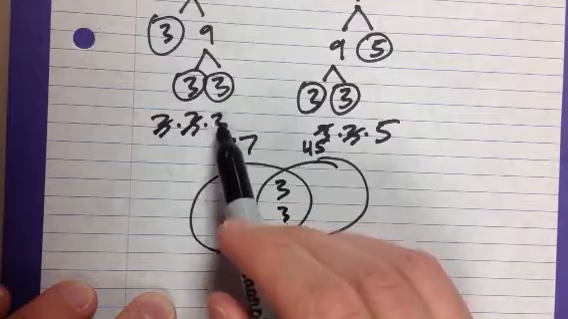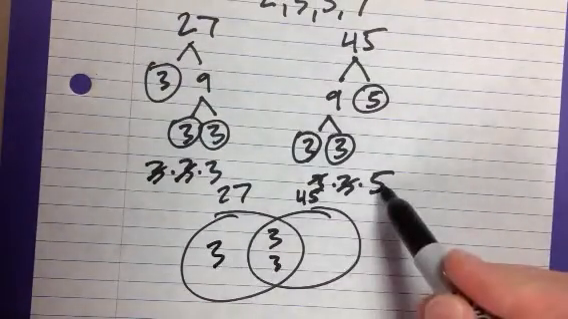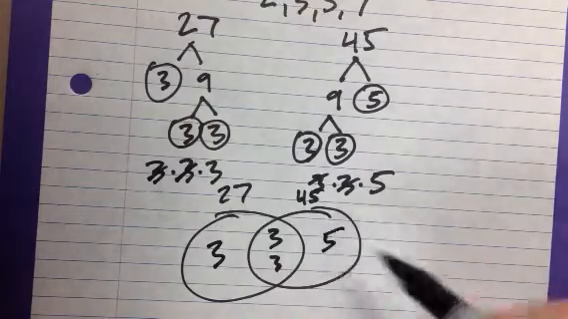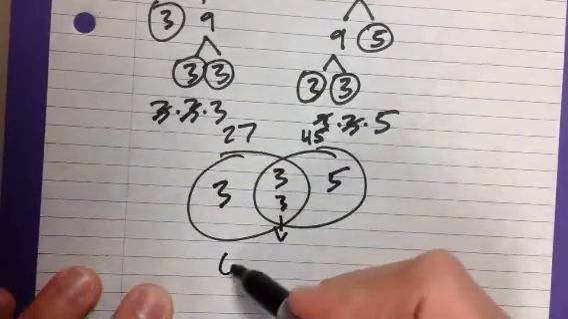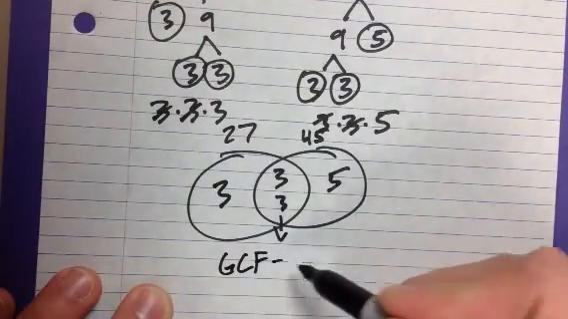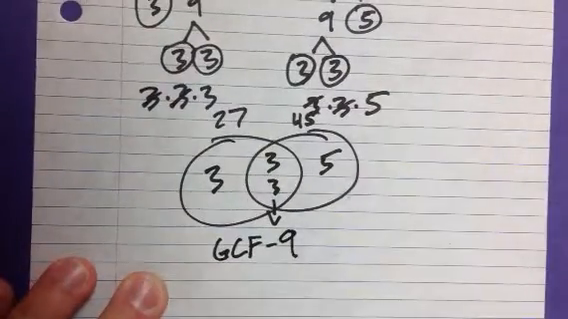Then the rest they don't share. 27 doesn't share this with the 45. It's on its own. And then the 45 doesn't share the 5. It's on its own. The way we find the greatest common factor is we multiply everything in the middle together. So our GCF, or greatest common factor, for 27 and 45 is 9.